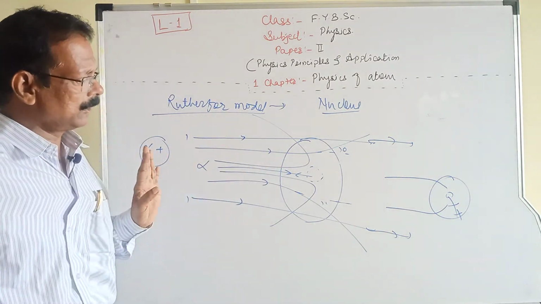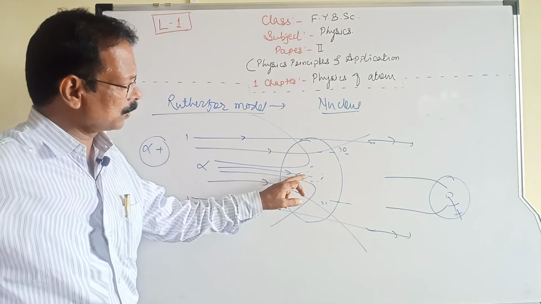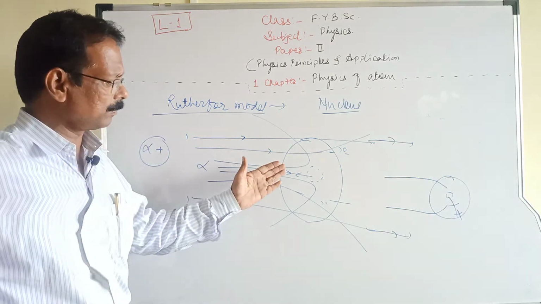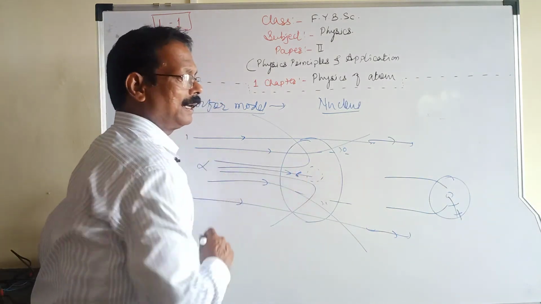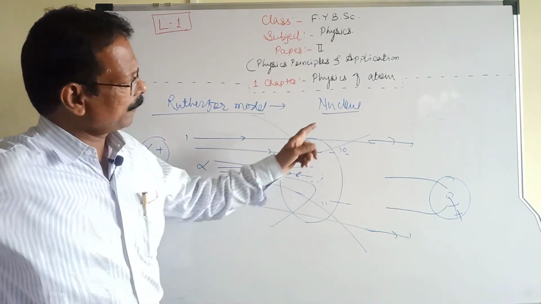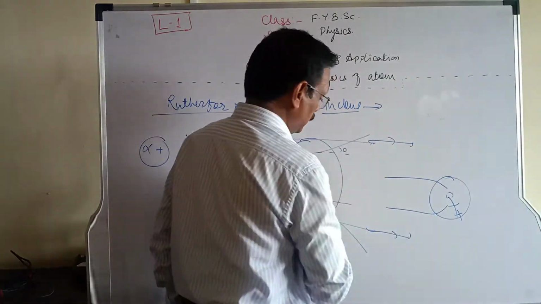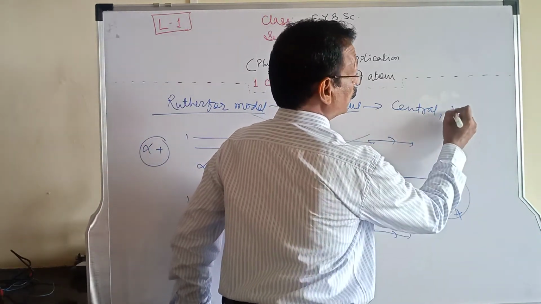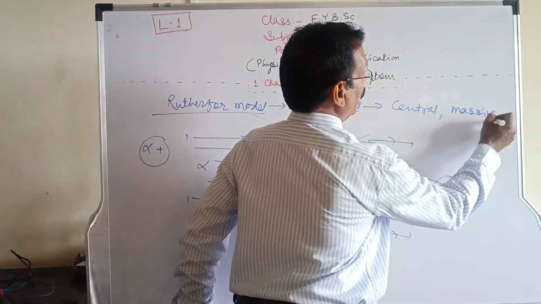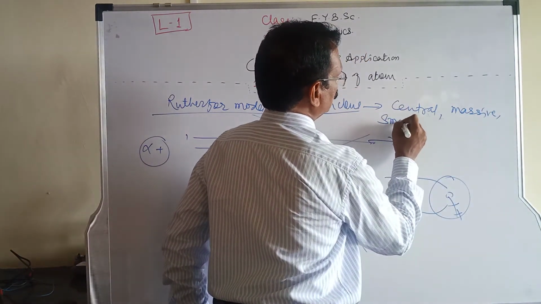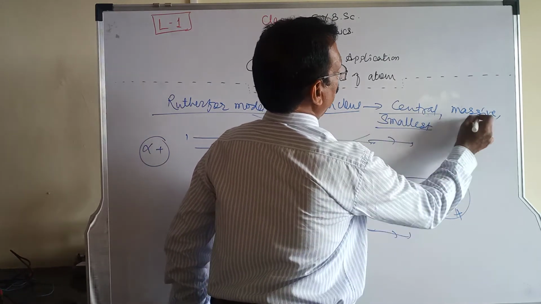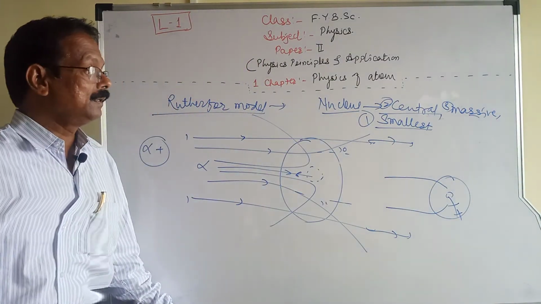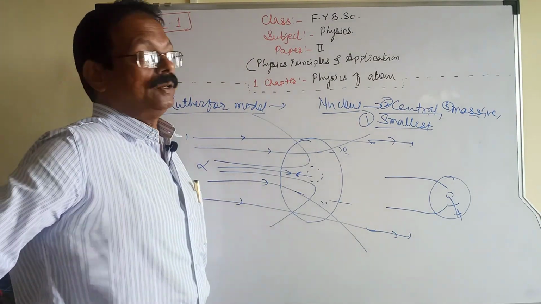So this is our first observation: as the ray is on the central portion, it is deflected back and reflected back, traveling along the previous path. So then what happens? This portion is at the center. The center portion is massive and it is the smallest. So it is your first, it is your second, and it is your third point to define the nucleus of the atom.